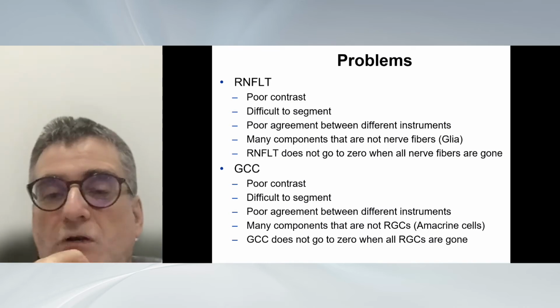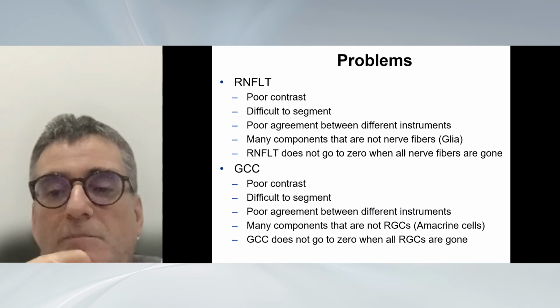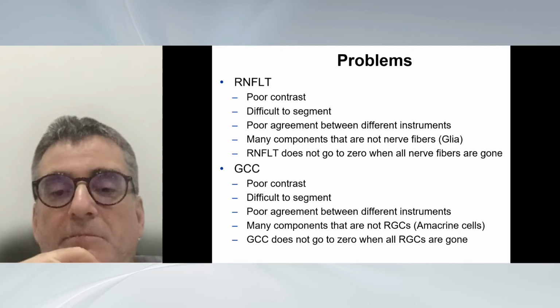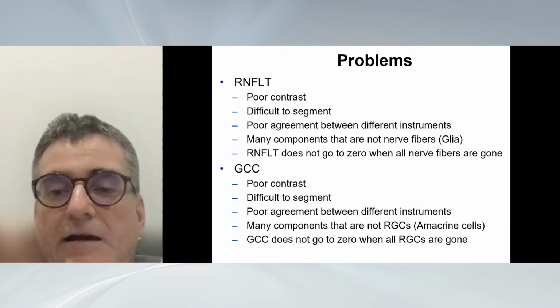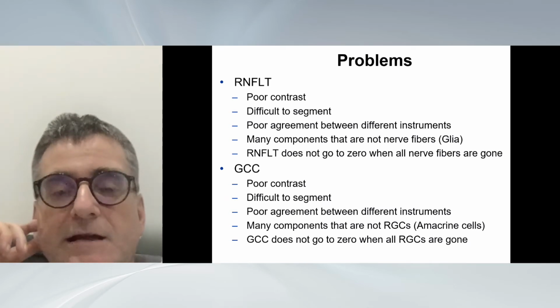Many of these limitations or problems also apply to ganglion cell complex. It is again that many components may be in this layer that are not ganglion cells, for instance, dislocated amacrine cells.